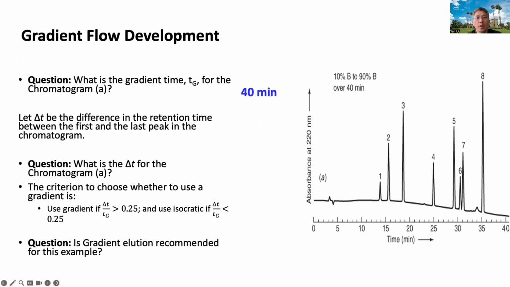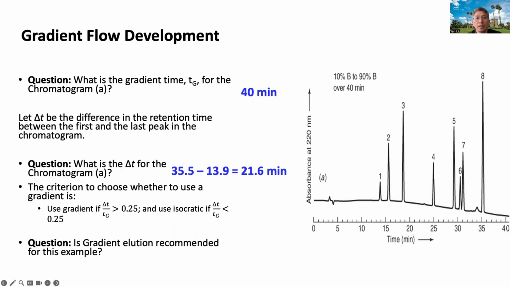Next step, we will calculate the difference in the retention time between the first and the last analyte peak, delta T. For this example, the first peak was around 13.9 minutes, and the last peak was around 35.5 minutes. Therefore, delta T is 35.5 minus 13.9, which is 21.6 minutes.